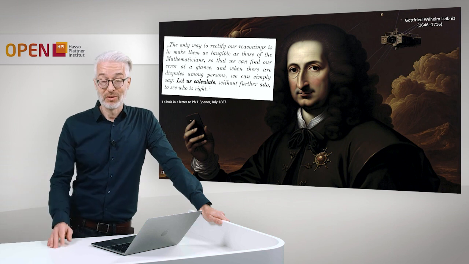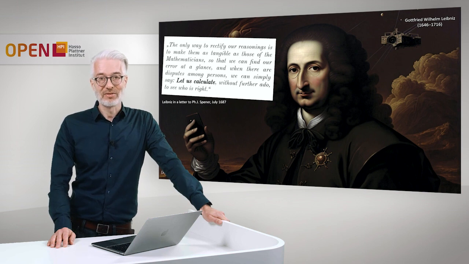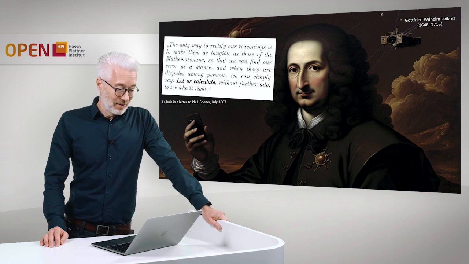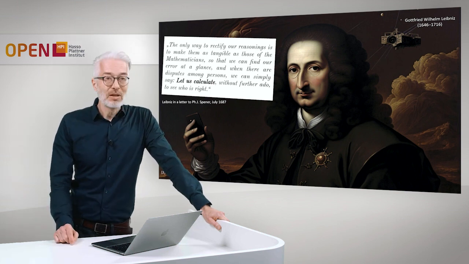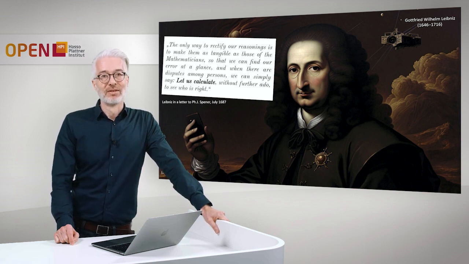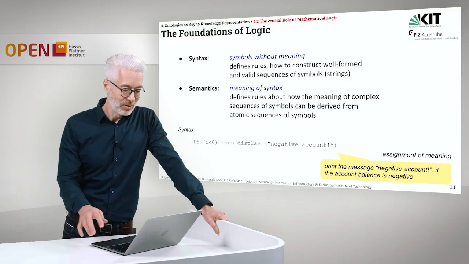And this is, of course, not the real Leibniz. This is how Artbot, one of these nice generative AI tools, imagines Leibniz. He once wrote in 1687 in a letter to Philip John Spener the following: The only way to rectify our reasonings is to make them as tangible as those of the mathematicians, so that we can find our error at a glance. And when there are disputes among persons, we can simply say, let us calculate, without further ado, to see who is right.